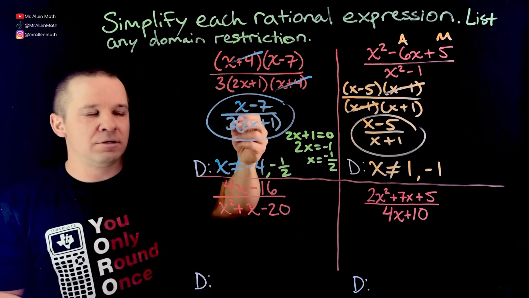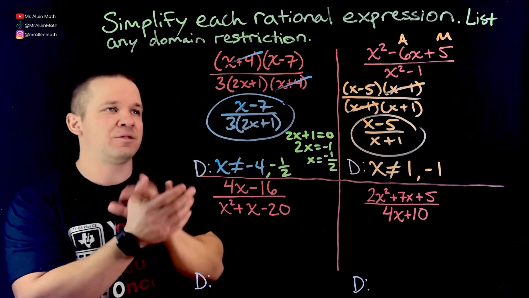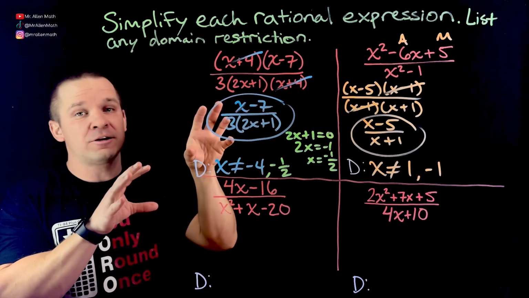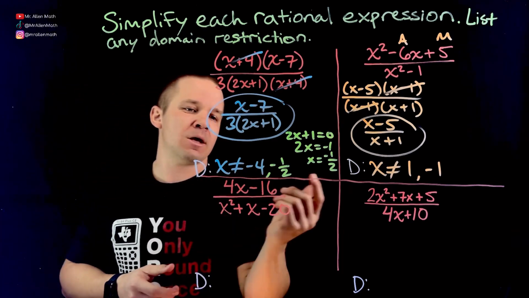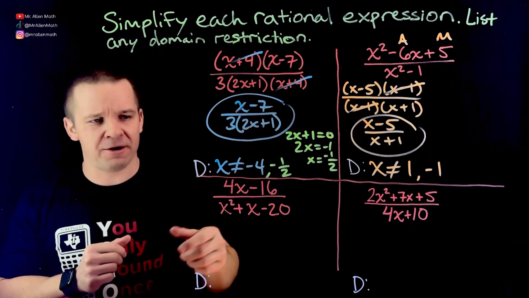So we can do that here in a division problem. The addition and subtraction is contained within the parentheses, so I can cancel full factors or nothing at all. Okay, next one here. All right, we got a factor.